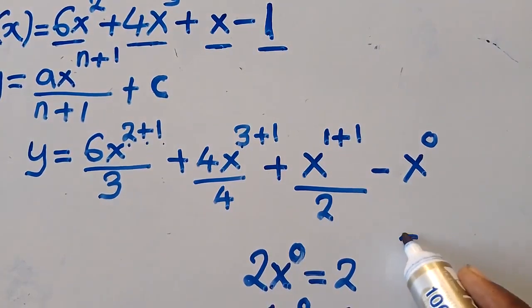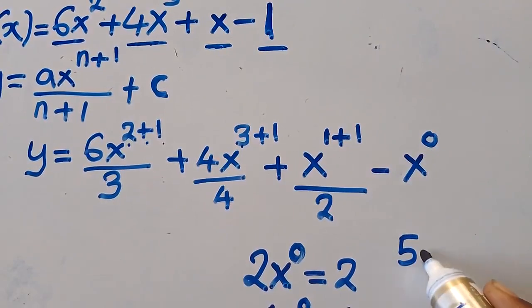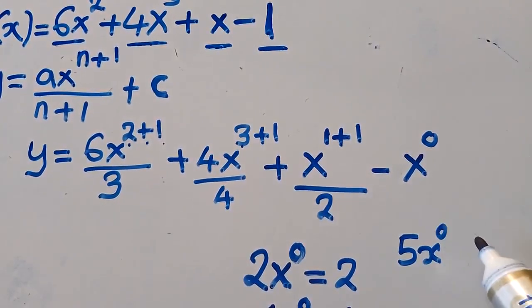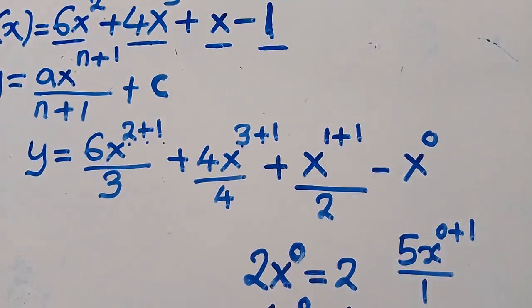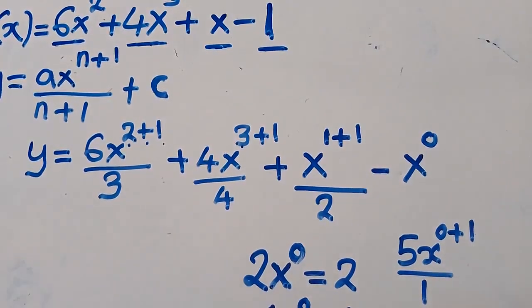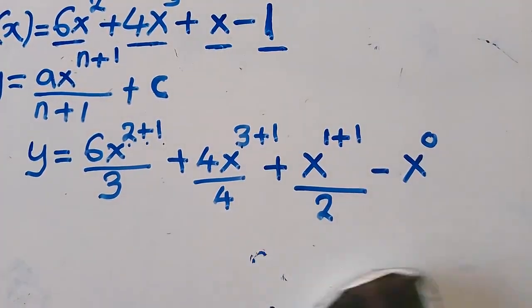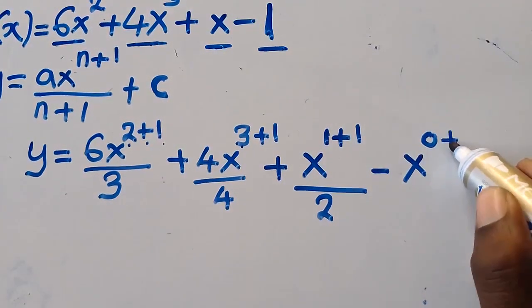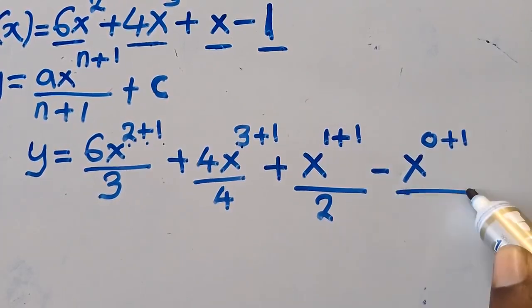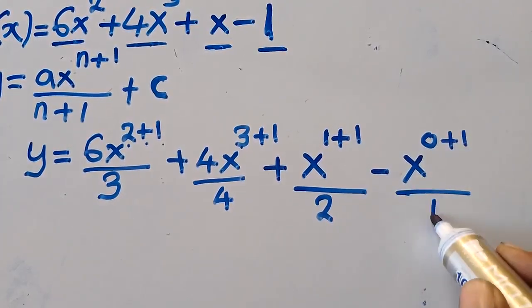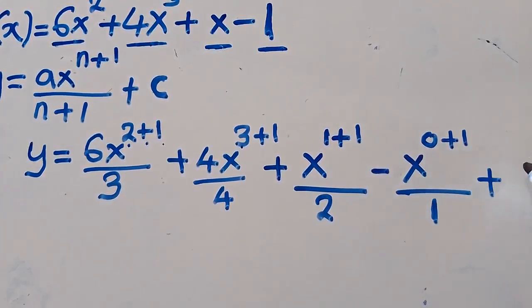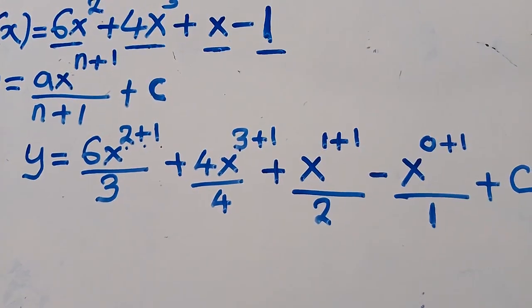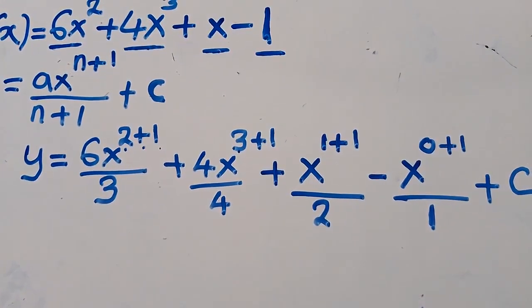So when you've got a number like 5, which means that that 5 is having x raised to the power 0, then you just put plus 1, then the new power 1. Have you seen? So in that case, I'm going to follow the same procedure. So the new power plus 1, then over, what is 0 plus 1? It is 1. Then a constant plus c. You need to put a constant always.